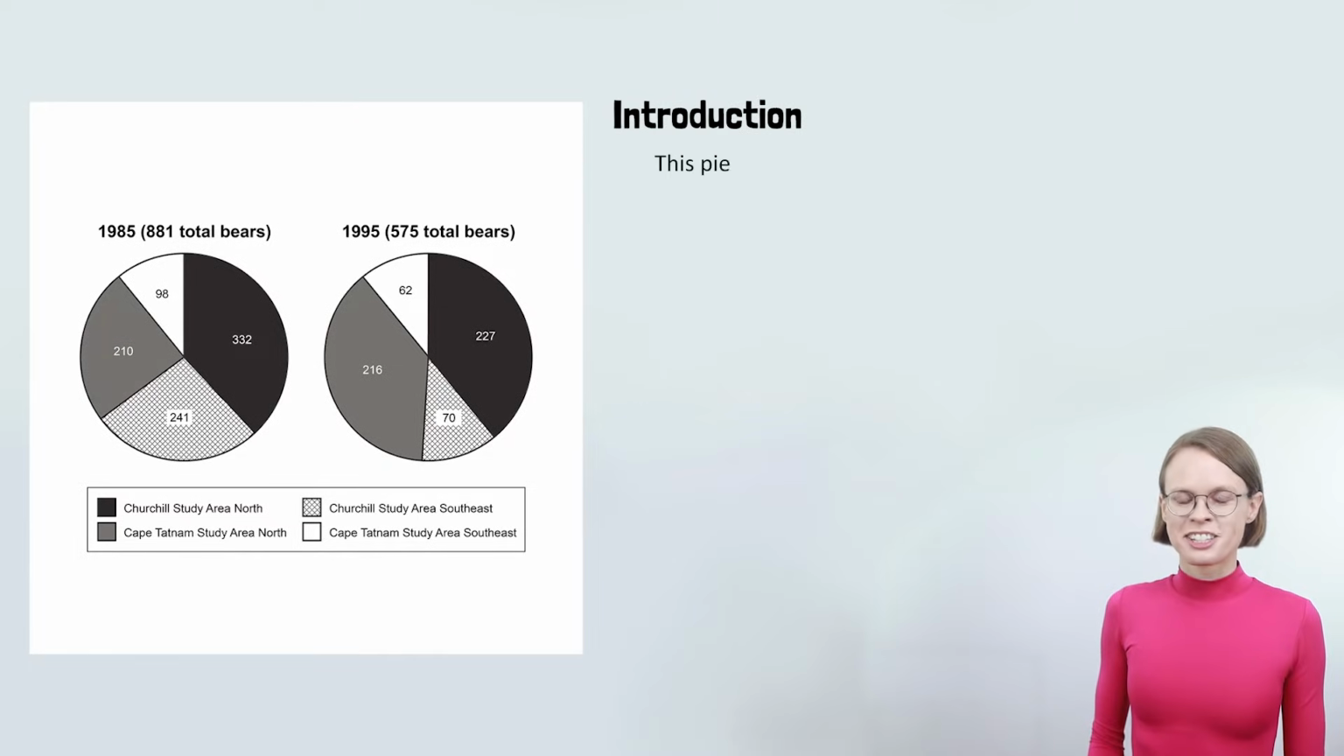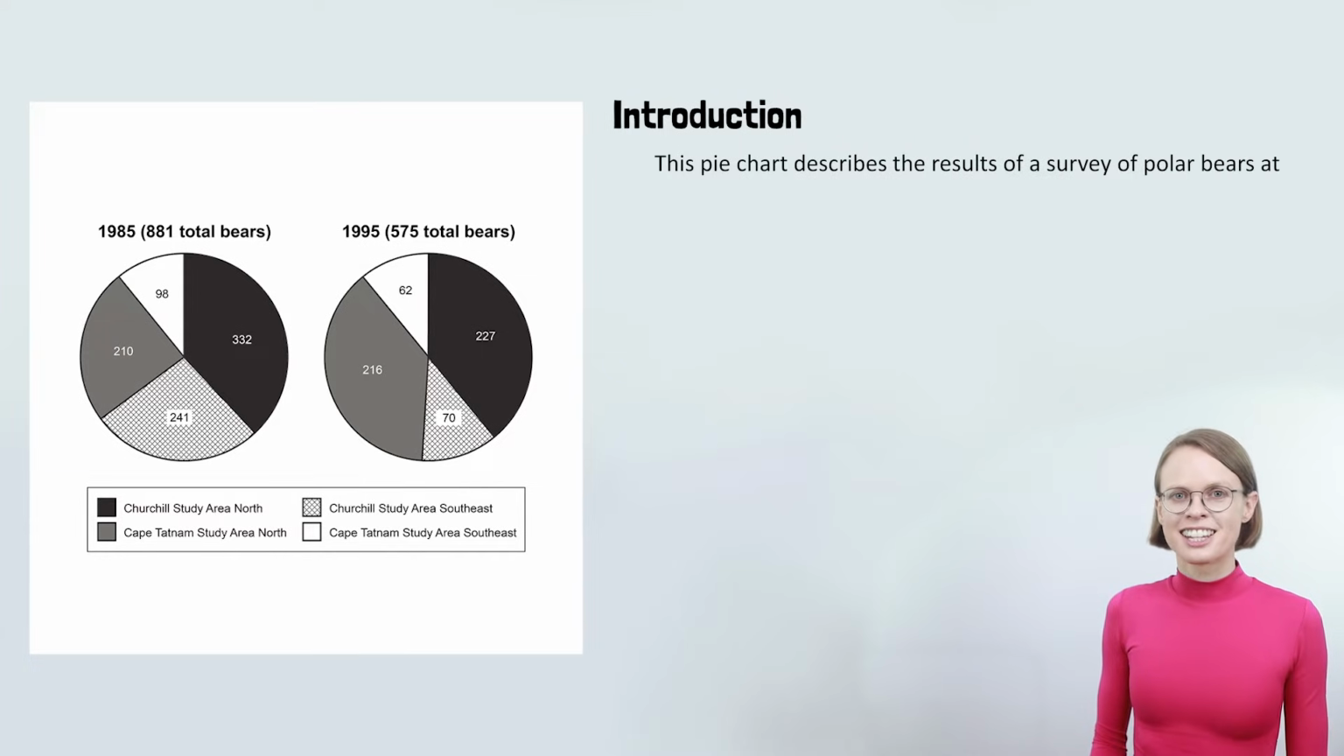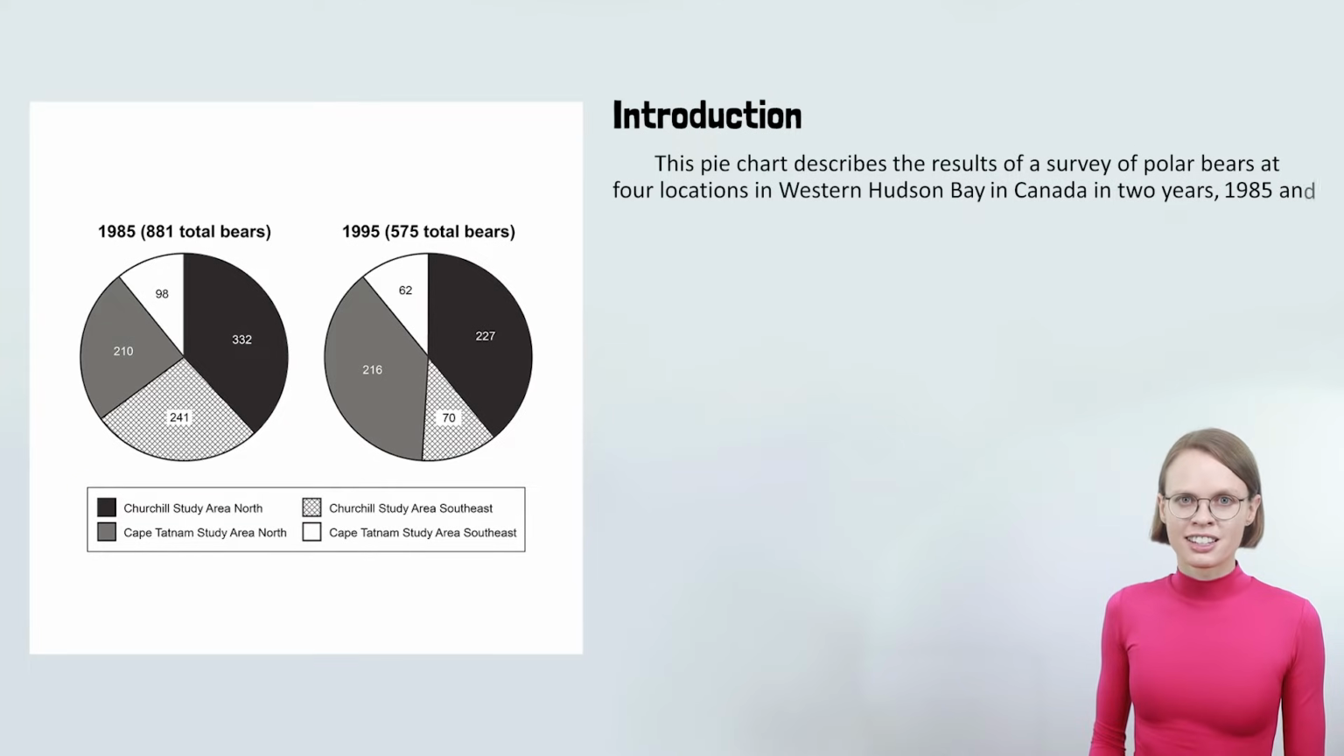This pie chart describes the results of a survey of polar bears at 4 locations in Western Hudson Bay in Canada in 2 years, 1985 and 1995. The introduction uses a sentence starter from my template. This pie chart describes: in the first sentence, I give a general description of the graph, and that is easiest to do by paraphrasing the first sentence of the question prompt.